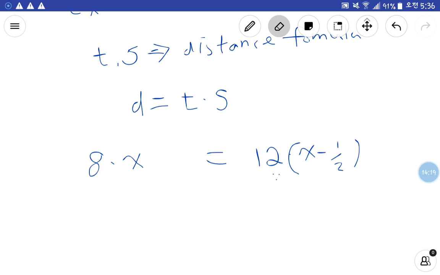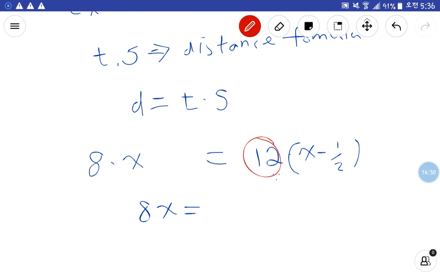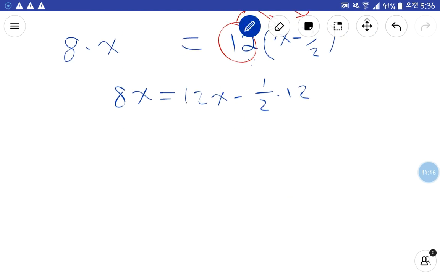All right. So how do I solve this equation, guys? 8x, you can just stay on your left side. Now, I have a parentheses. You're going to apply which property? Distributive property to distribute 12 to x and half. That becomes 12x minus 12 times half. That becomes what? 6. So now I have 8x equals 12x minus 6.